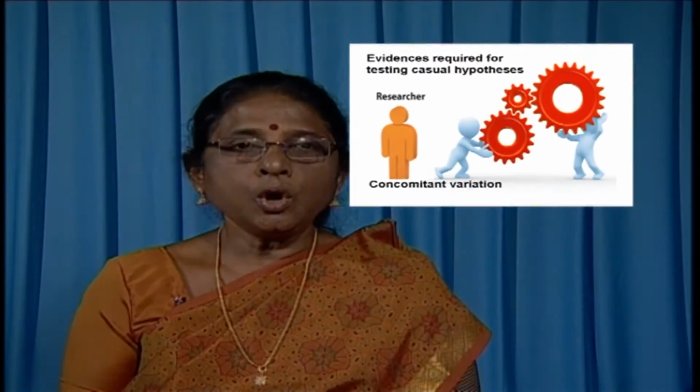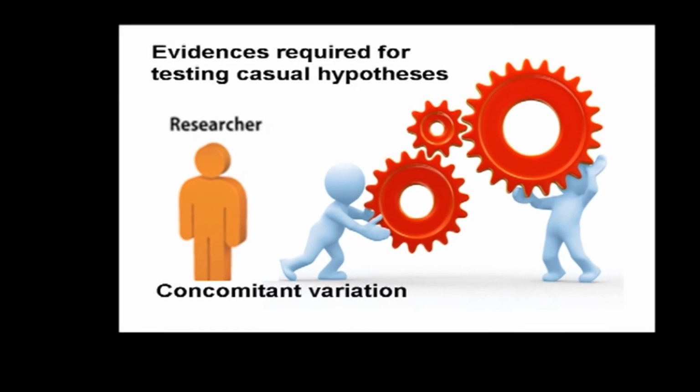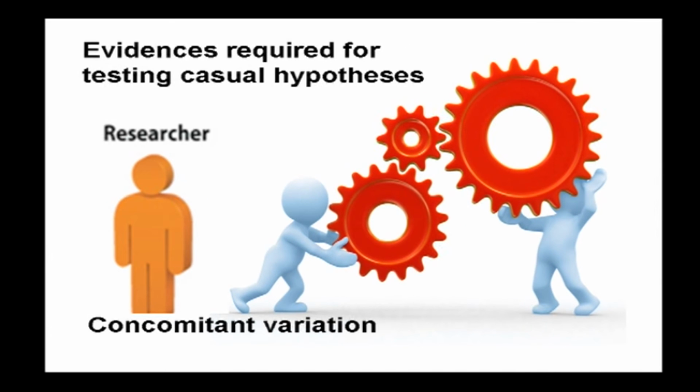There are three types of evidences that are required for testing causal hypothesis. The first type is known as concomitant variation. The investigator could determine whether the assumed effect occurs more frequently among subjects who have been exposed to the assumed cause than among those who have not been exposed to it.